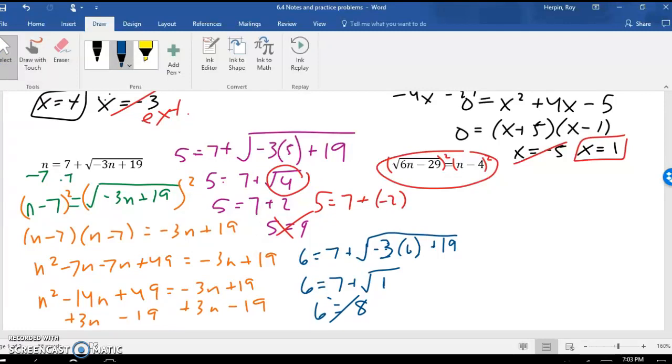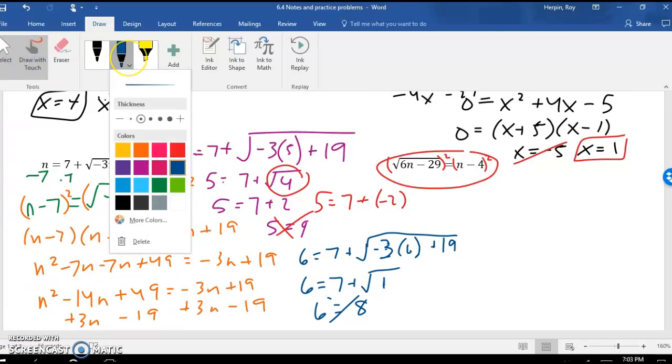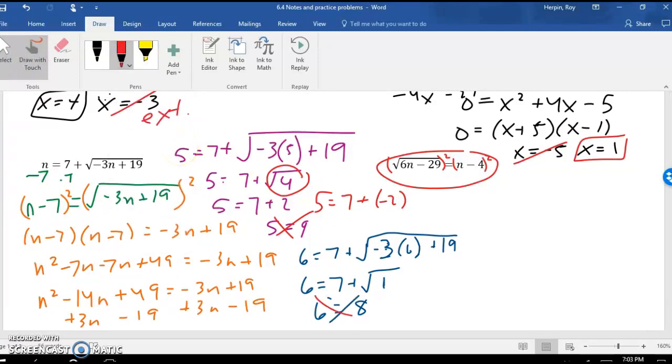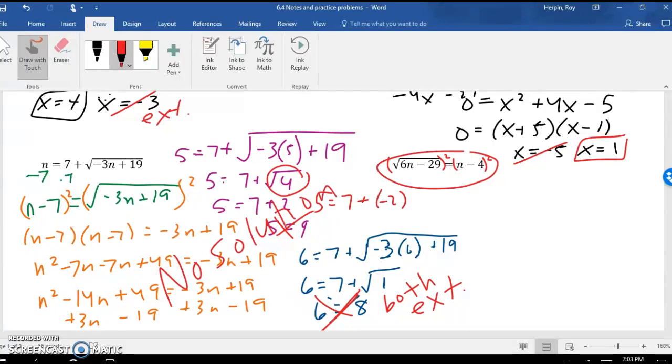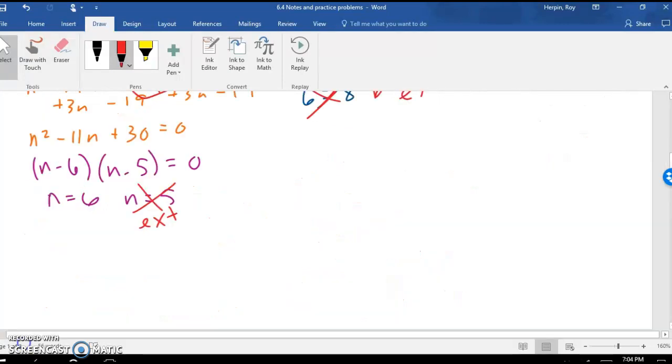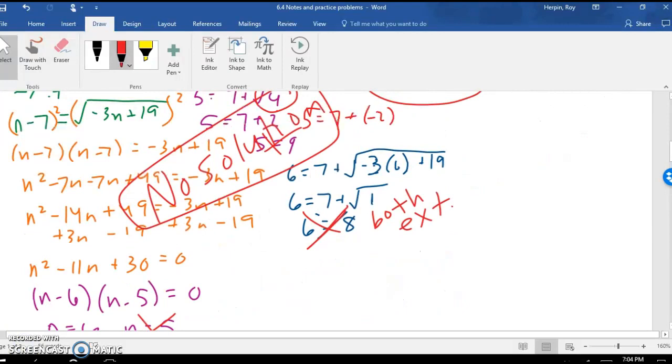So let me move down. It's not letting me move, so we'll go with what we have. So this doesn't work. They are both extraneous. So that means we have no solution. I know I'm writing over the top here, but I can't get it to move. No solution. Sorry, I know there was a lag there, but it let me move the screen.